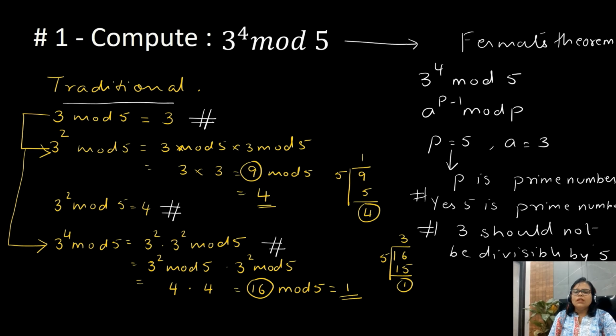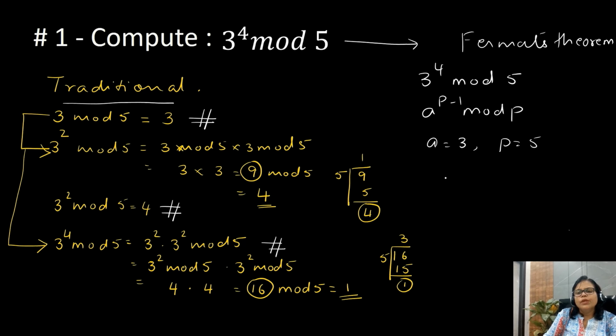Now what do you mean by this? That means if you divide 3 by 5 or if you divide 5 by 3, the answer that you get is a fractional number. That means 3 and 5 are not divisible. The only common divisor of 3 and 5 is 1 and no other number. And if these two conditions are satisfied, we can now apply Fermat's theorem.